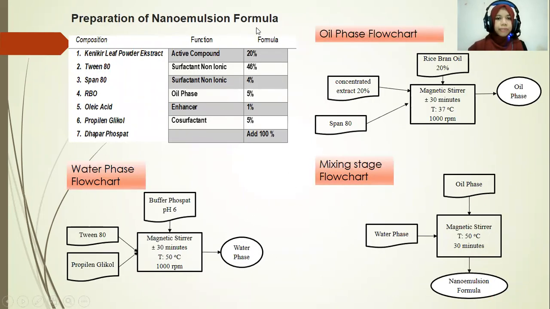Preparation of the nano-emulsion formula, we can see its composition: KENIKIR, Tween, and others. This is the function and the formula. This is the flowchart of the oil phase and the water phase. The oil phase and water phase we mix, and then we get the nano-emulsion formula.